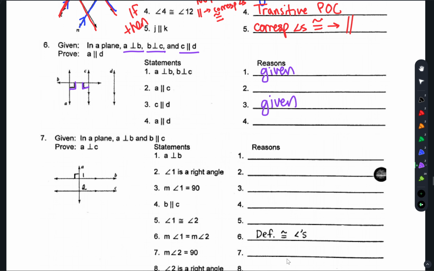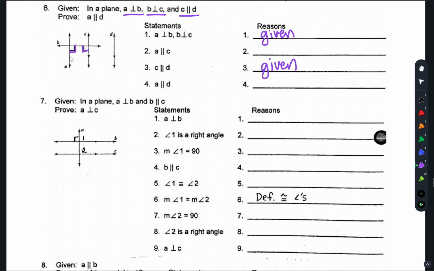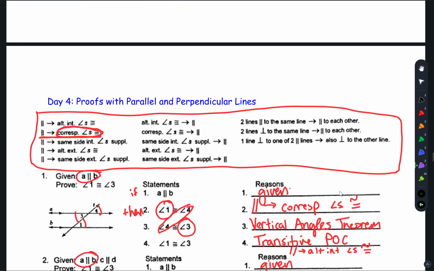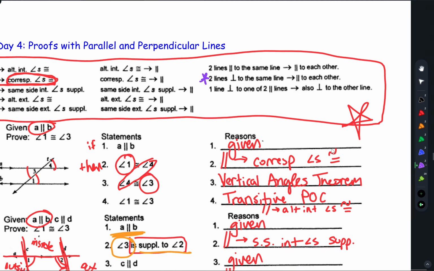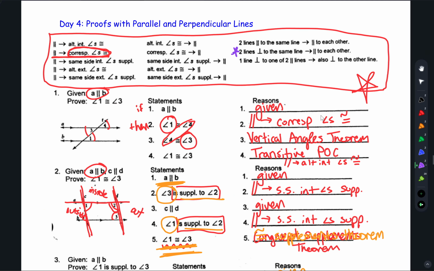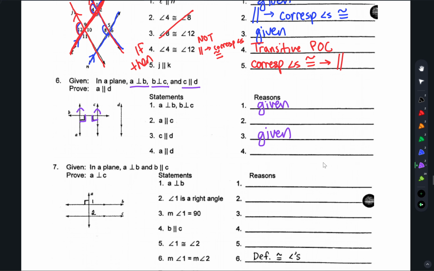Perfect. Two lines perpendicular to the same line must be parallel to each other. If I go back to the top of last page, that's one of the ones that we learned yesterday. It's this one right here. Two lines perpendicular to the same line are parallel to each other. Unfortunately, there's no good way to abbreviate that. We just got to fill that in.